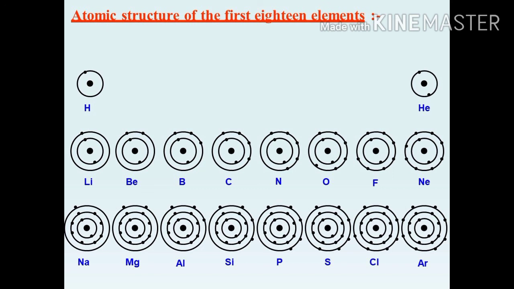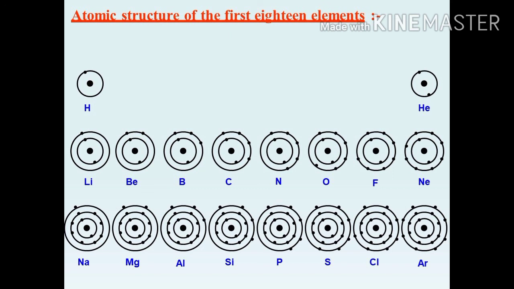Then sodium. First orbit 2, second orbit 8. After filling 8, one more electron is there, in the third orbit. Like this magnesium. First orbit 2, second orbit 8. After filling the 8, 2 more electrons are there, in the third orbit. Aluminium. First orbit 2, second orbit 8, third orbit 3. Silicon. First orbit 2, second orbit 8, next 4 electrons in the third.